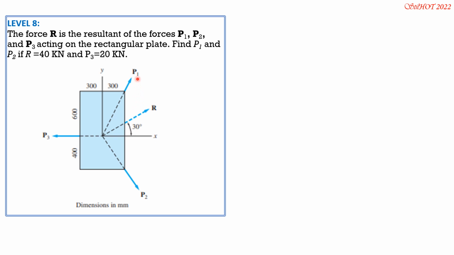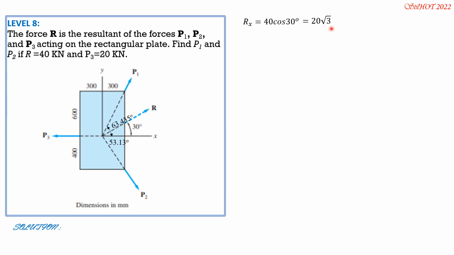But before that, let's solve for the angles that each P1 and P2 makes with the x-axis. So for this angle here, this is arctan of 600 over 300. Arctan of 600 over 300 in your calculator is 63.45 degrees. For this angle here, this is arctan of 400 over 300. So that's 53.13 degrees.